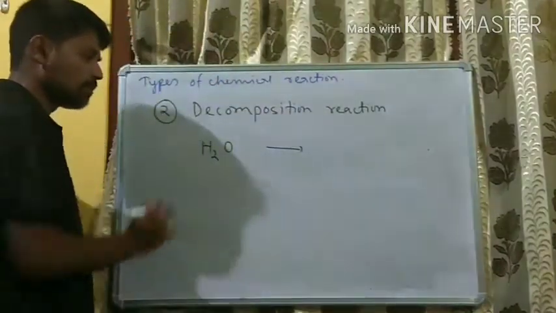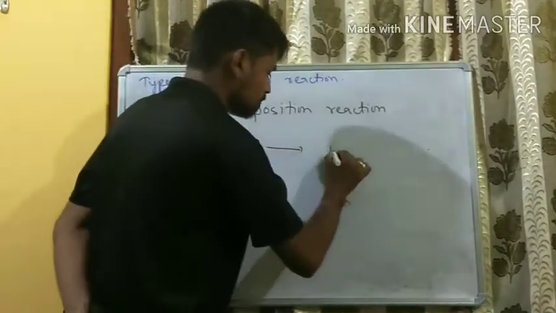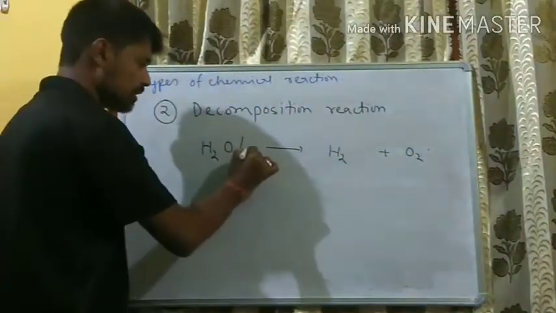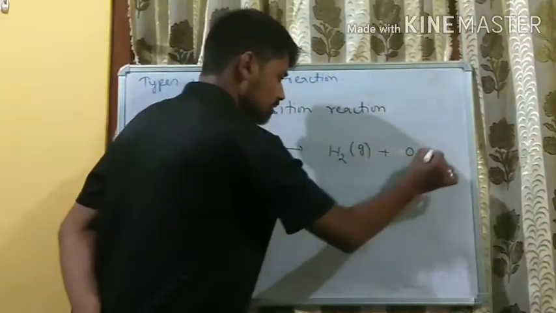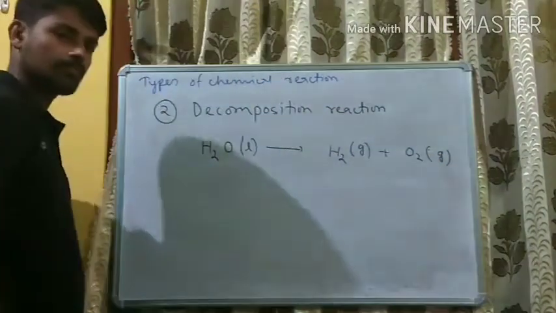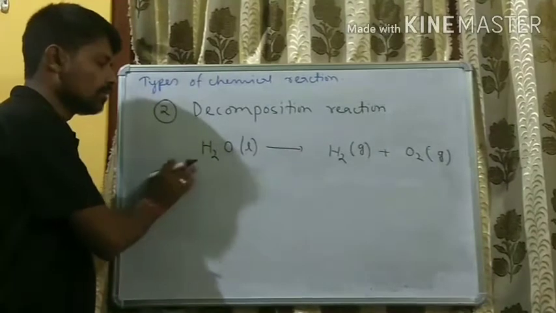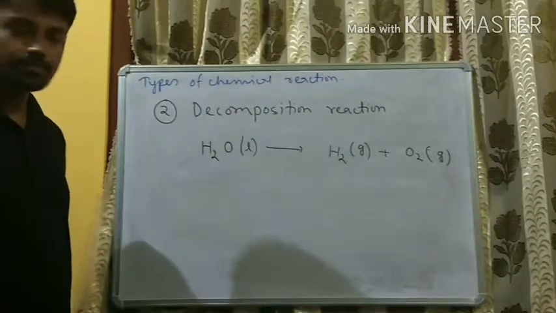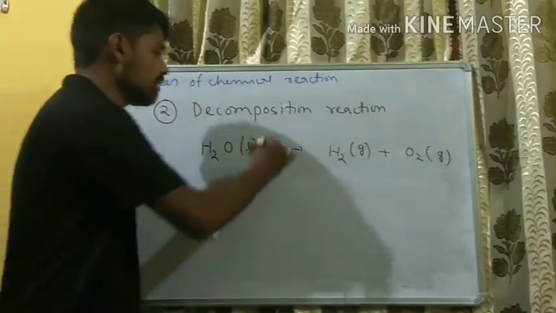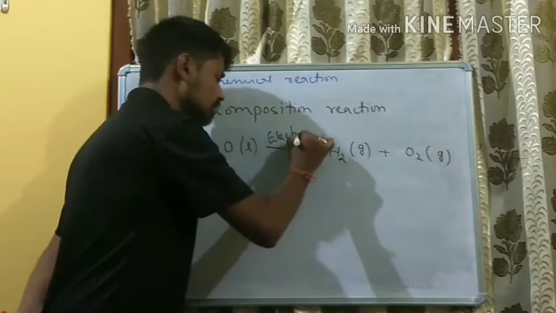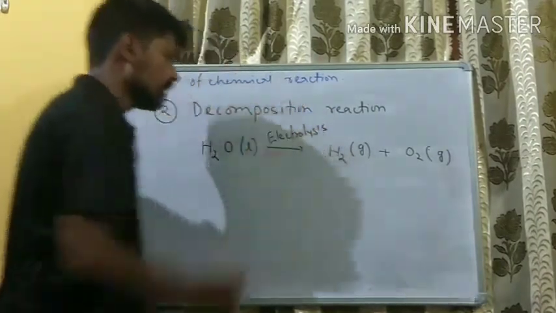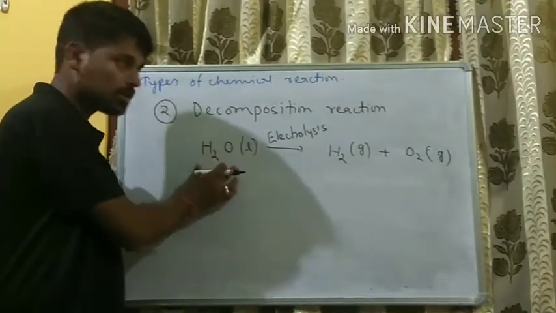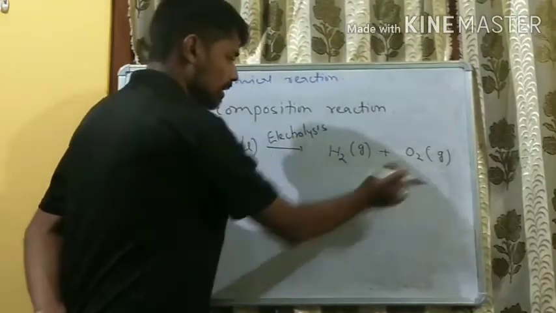Let us take an example of decomposition of water. When water decomposes, it produces hydrogen and oxygen. Water is liquid in nature, hydrogen is gas, as well as oxygen is gas. Decomposition of water takes place in presence of electricity. So we can write the reaction is electrolysis. Electrolysis means we use electricity to break water into oxygen and hydrogen.